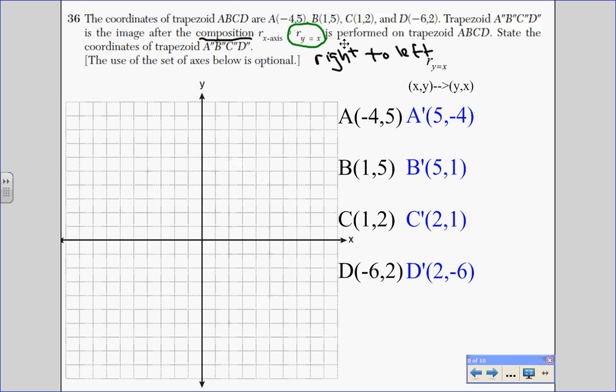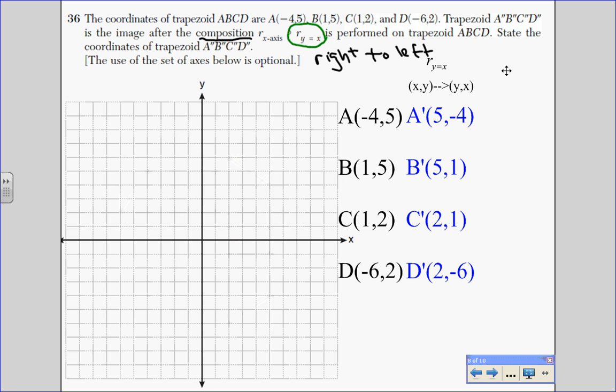The next transformation is a reflection in the x-axis. Now this is very important. You're going to perform the reflection in the x-axis to A', B', C', D'. So you're not performing this transformation to the original set of coordinates. You're performing it to the second set, A', B', C', D'.